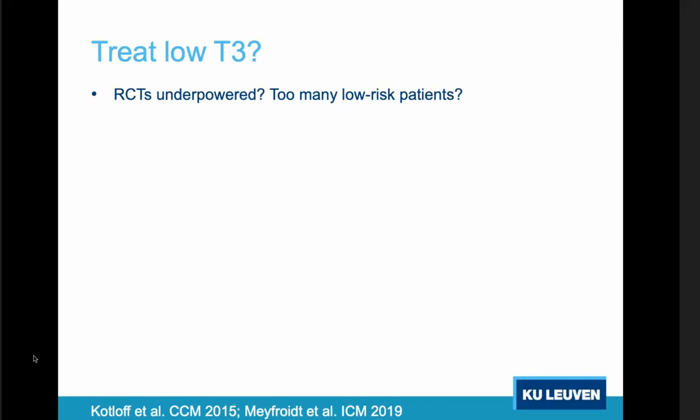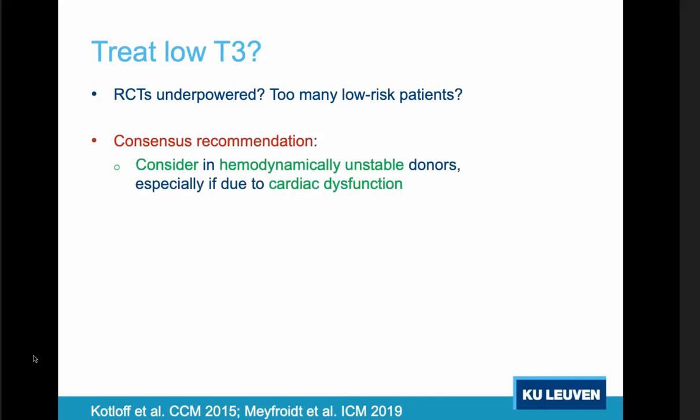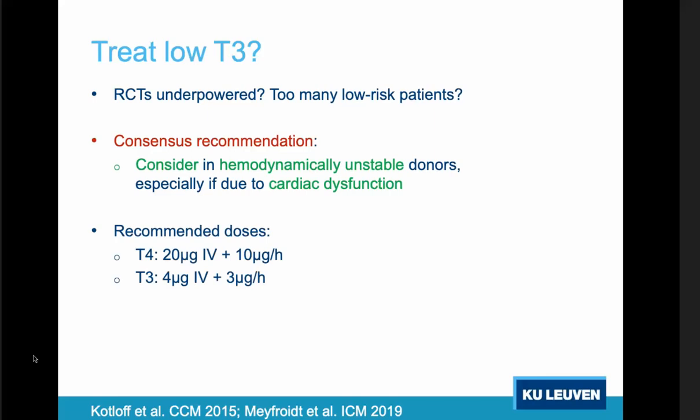Well, the randomized controlled trials actually have been criticized for being too small, for being underpowered, for including too many low-risk patients. So therefore, consensus recommendations suggest to consider thyroid hormone administration in hemodynamically unstable donors, especially if instability is due to cardiac dysfunction. So consensus recommendations suggest not to routinely administer thyroid hormone, but to consider it in case of hemodynamic instability. The recommended doses are not noted here on the slide and can also be found in the review article.